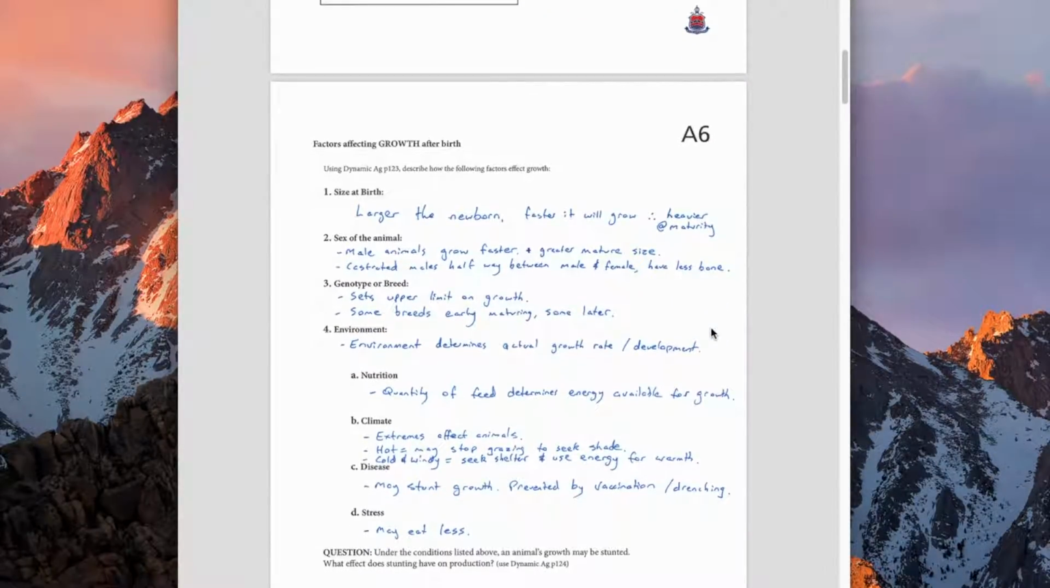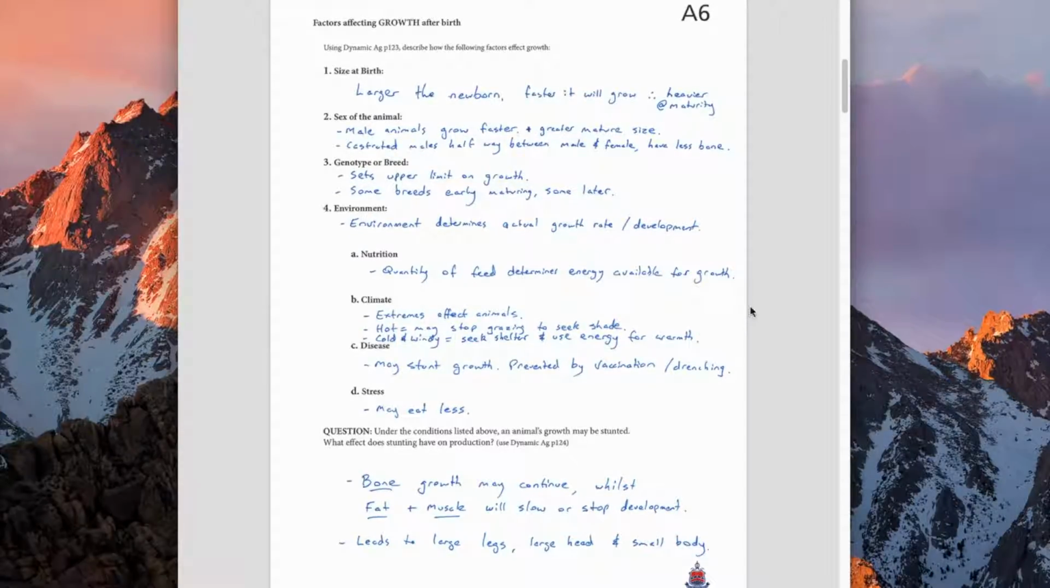All right, factors that affect growth after birth. Now, I'll leave you here to have a look at these, but there's a number of factors which you can get out of the textbook that affect growth after birth. And so we have the size at birth. Heavier animal at birth leads to a higher weight later on. The sex, a male tends to be heavier. Genotype, or the breed, obviously some animals can be heavier depending on their breed. Some of them mature earlier and are lighter. For example, Angus mature earlier and are lighter.